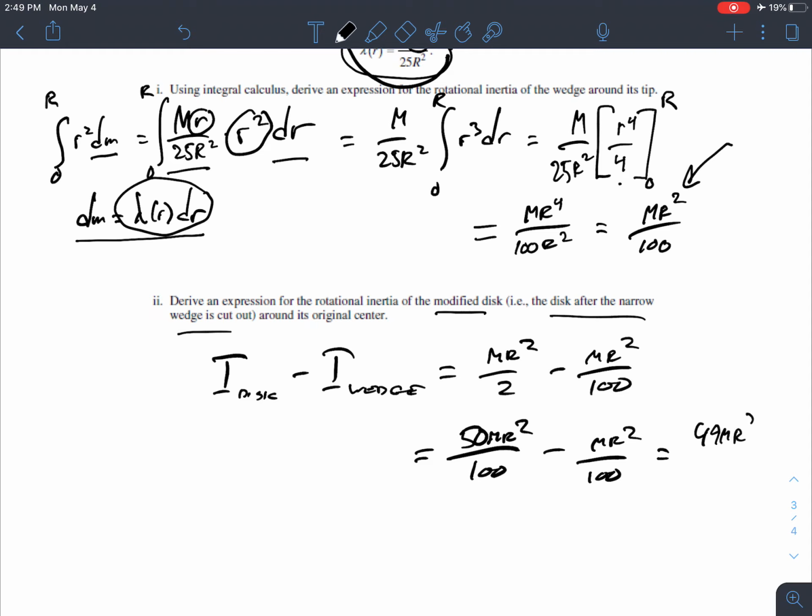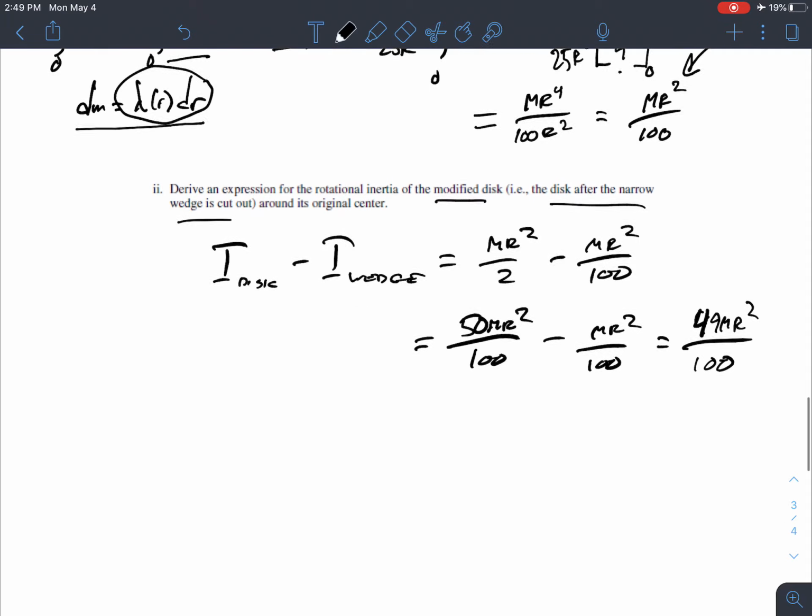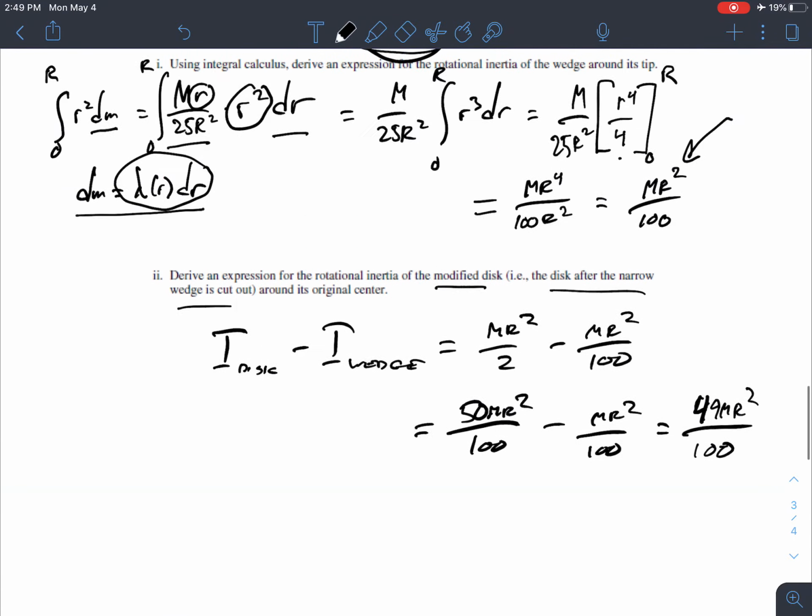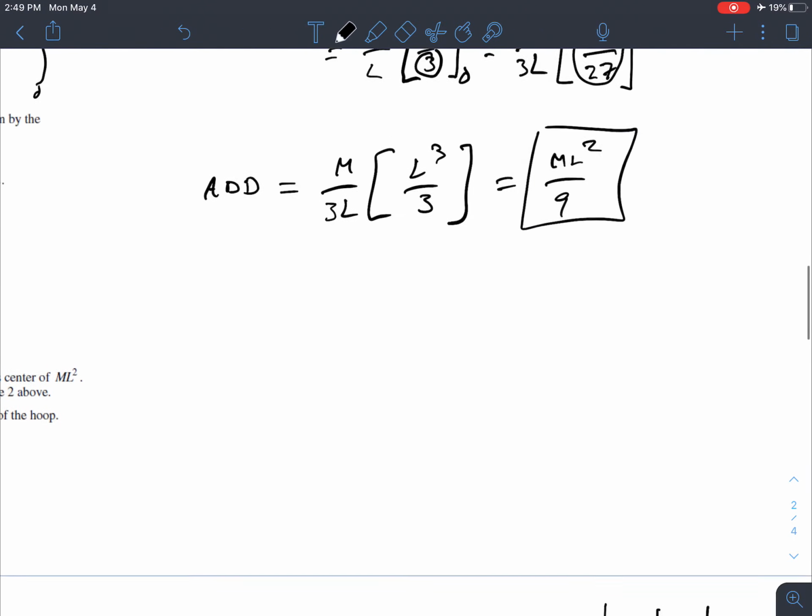So simplified, it'd be 49 mr squared over 100 after we remove that little wedge. That's a 4 there. All right. One more. So after having done that one, where is the other one?